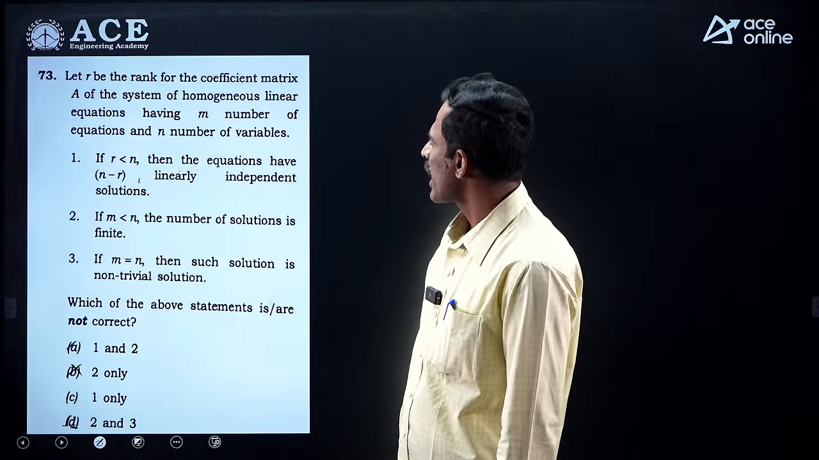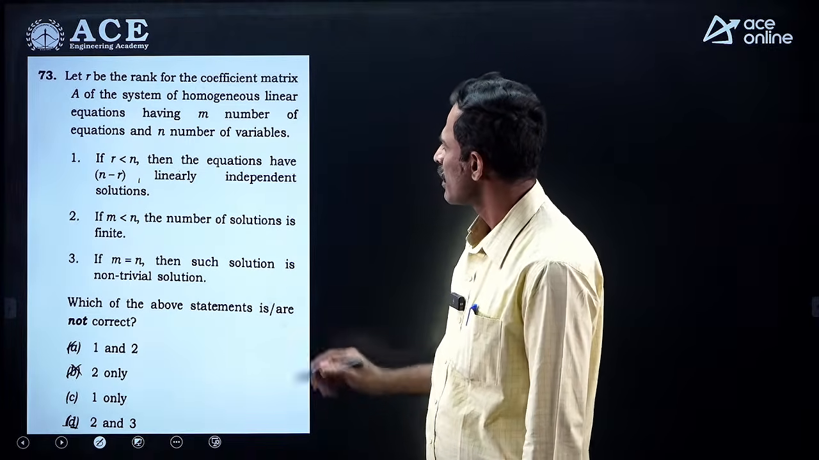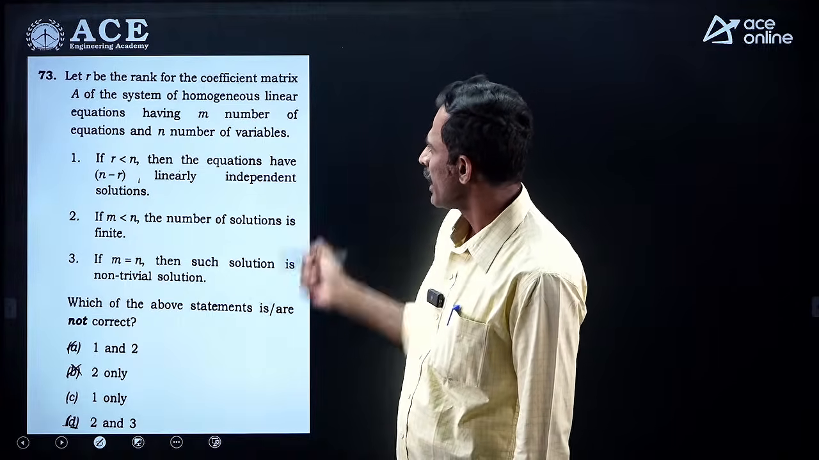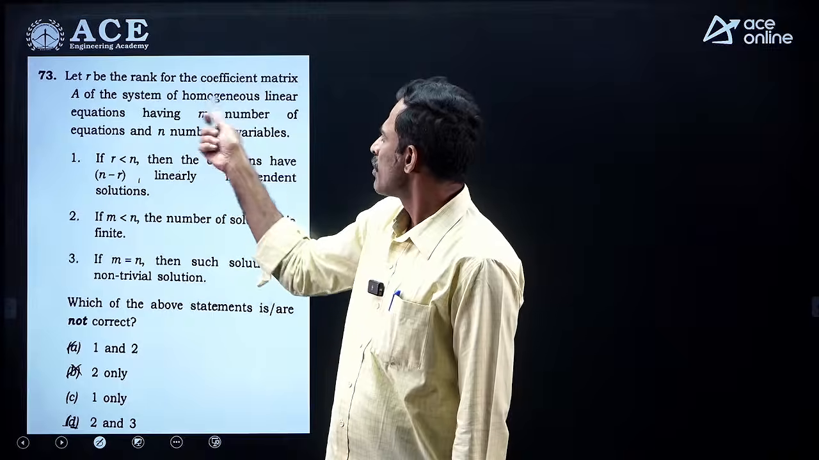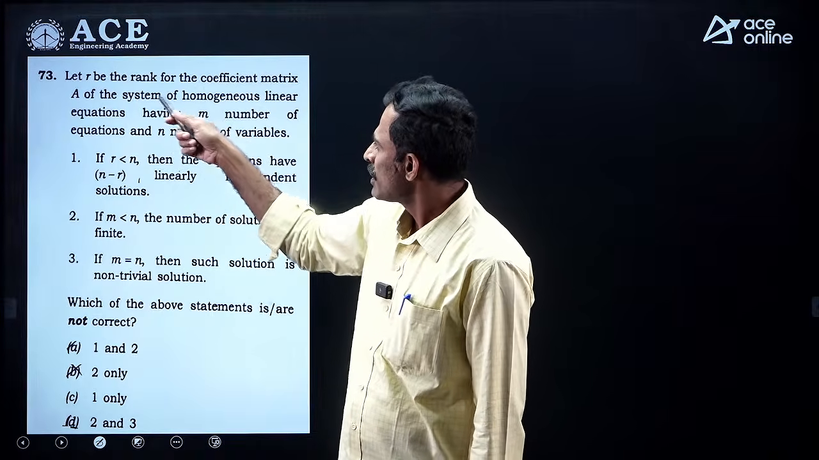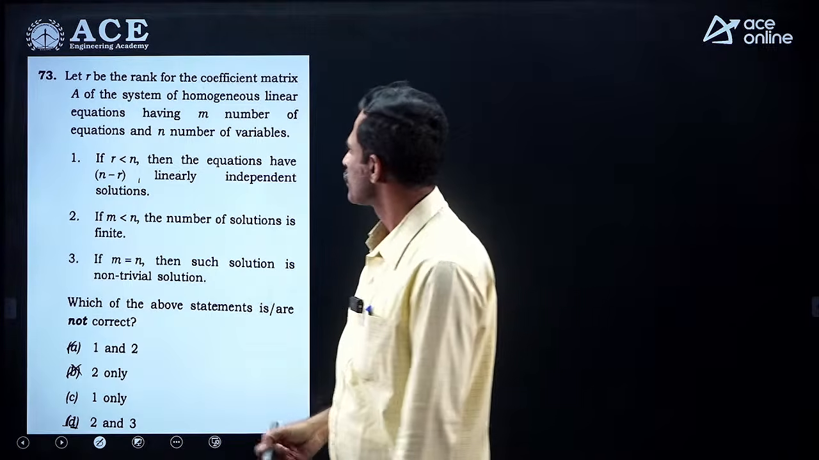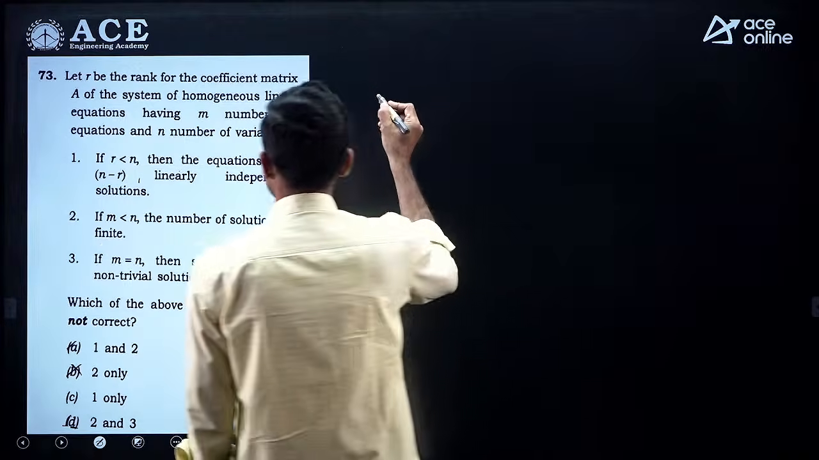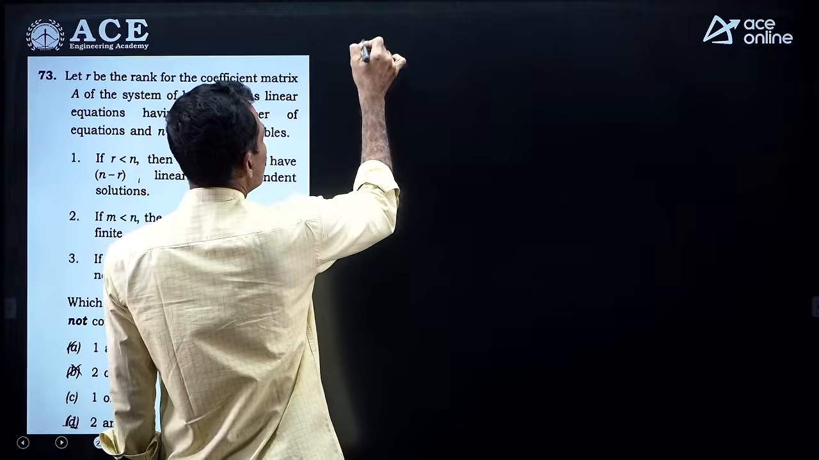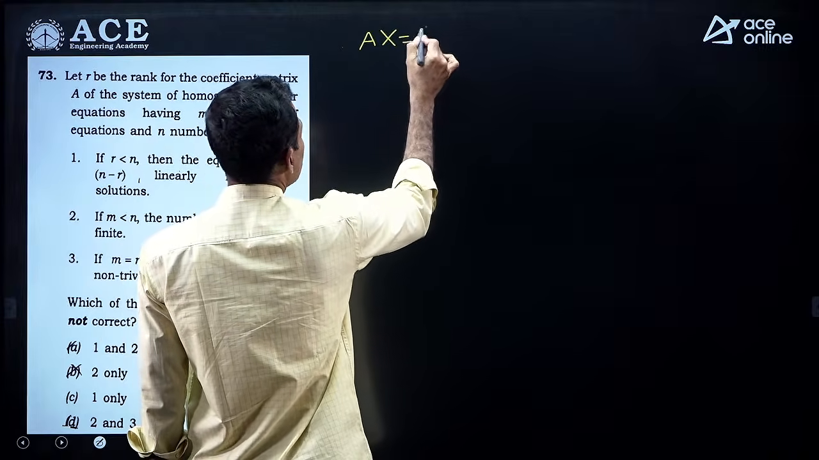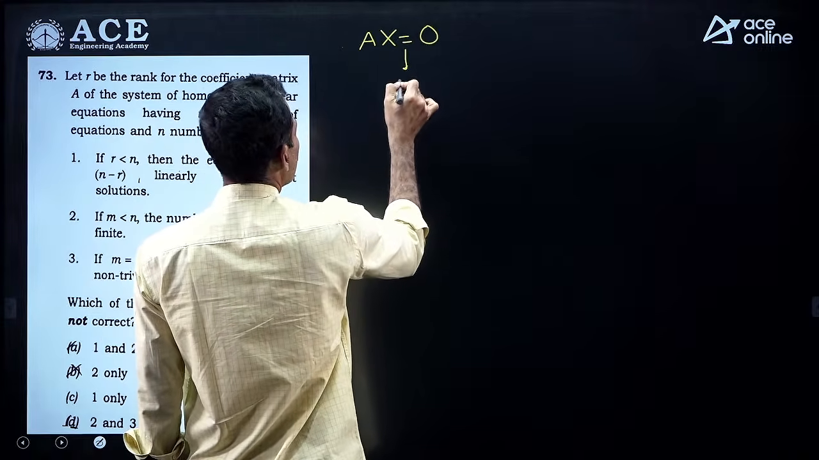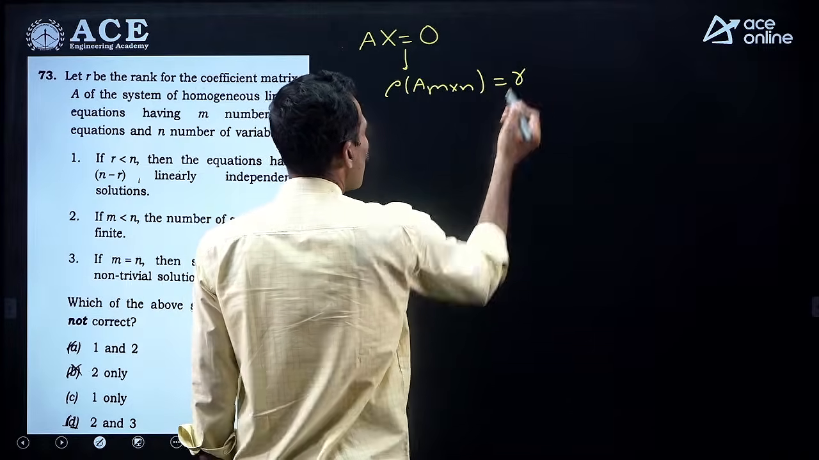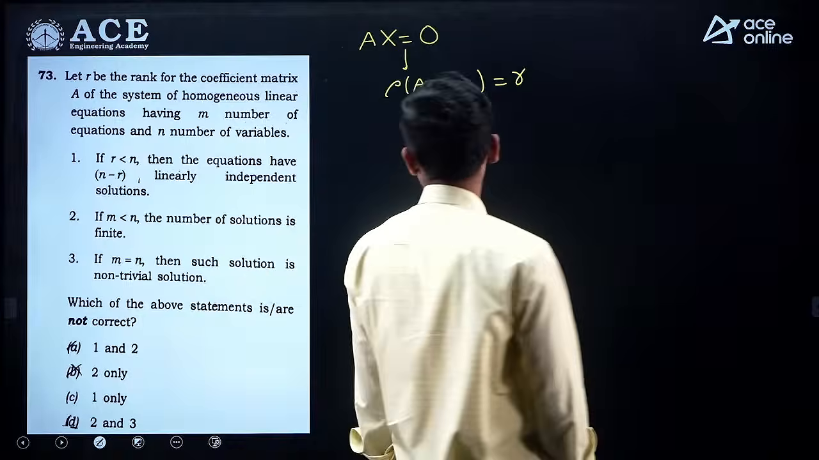Let R be the rank of the coefficient matrix A of a system of homogeneous linear equations. A is the coefficient matrix of the homogeneous system, and for this matrix the rank is already given, having m equations and n columns, that is, n variables. For the homogeneous system Ax equal to O, with coefficient matrix A of order m cross n, the rank is given as R.